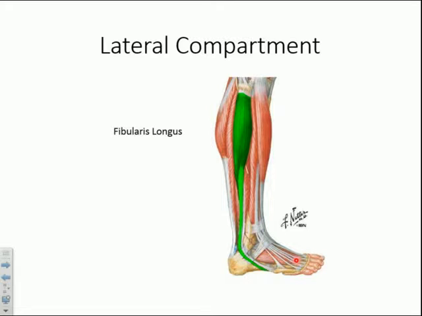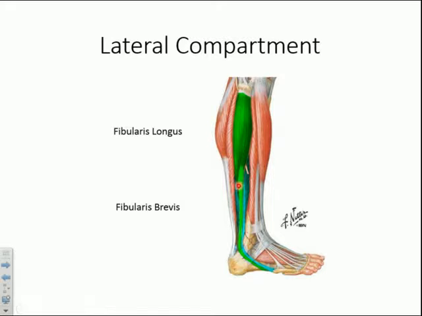It will then run and attach to the underside, the lateral aspect of the medial cuneiform and the base of the first metatarsal bone. And so consequently it attaches basically on the opposite side of tibialis anterior. And because of the line of pull, it's going to be a plantar flexor as well as an everter of the foot.